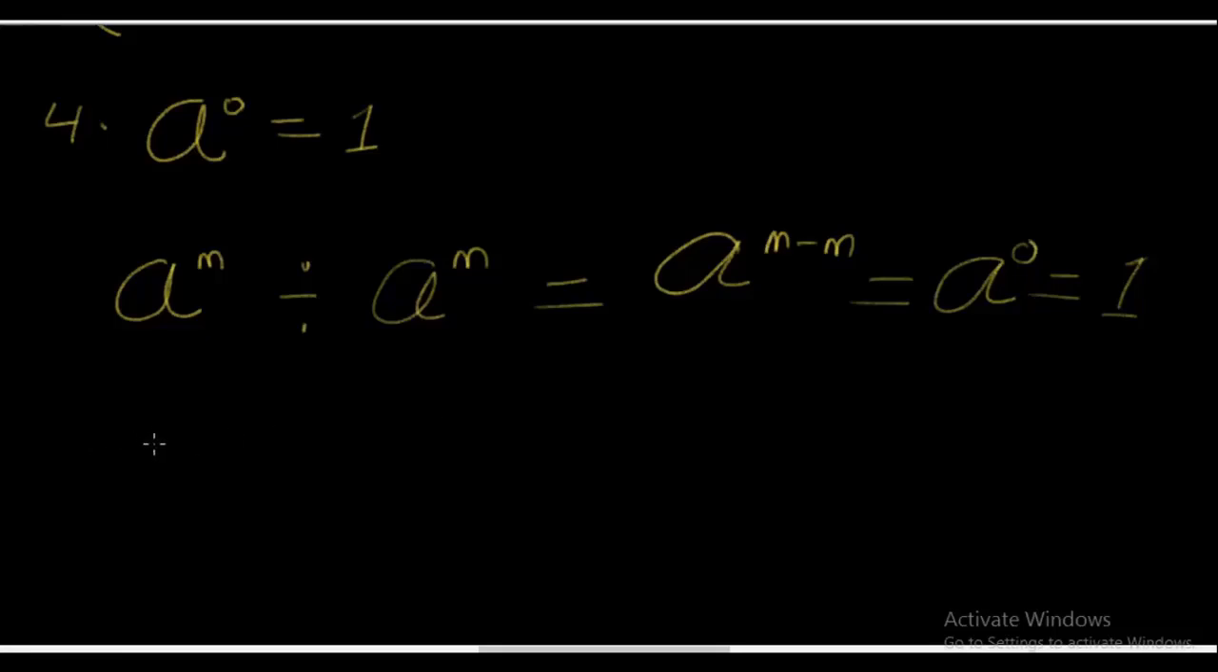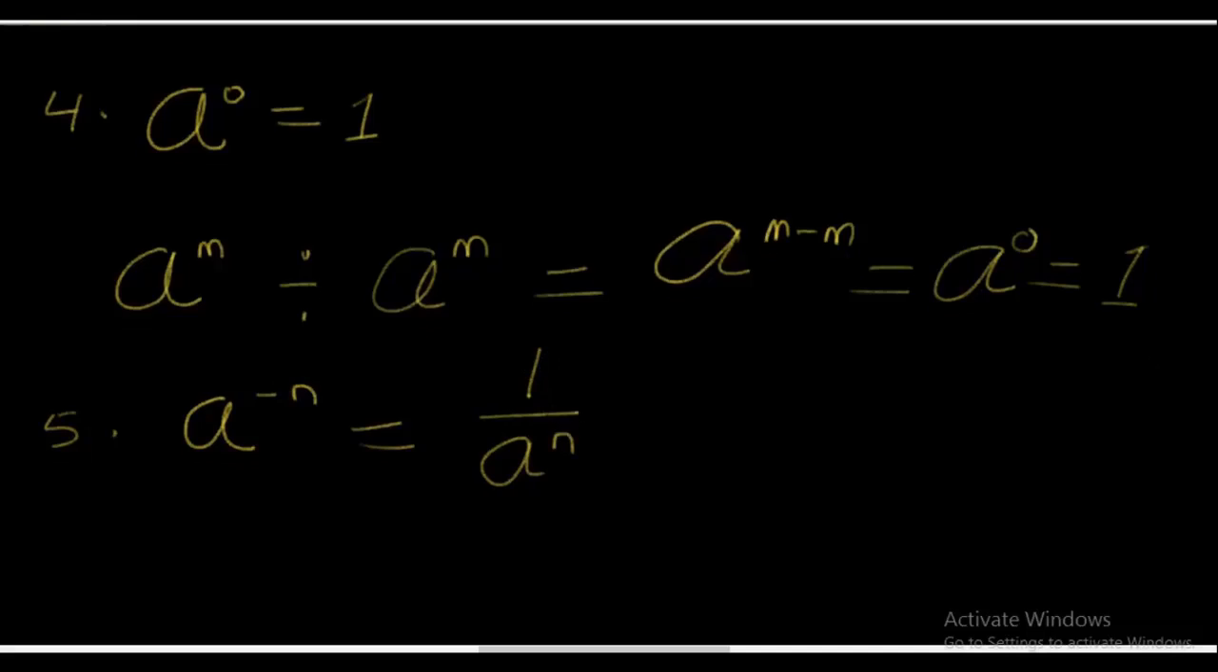Now let's move to rule number 5. Rule number 5 says that a raised to the power minus n is equal to 1 over a raised to the power n. All right, let's move on now.